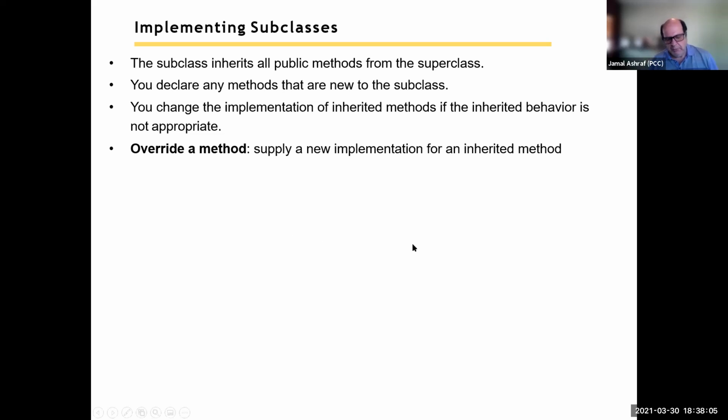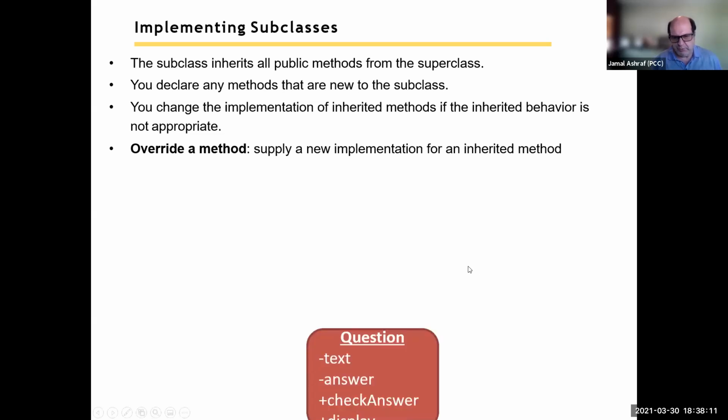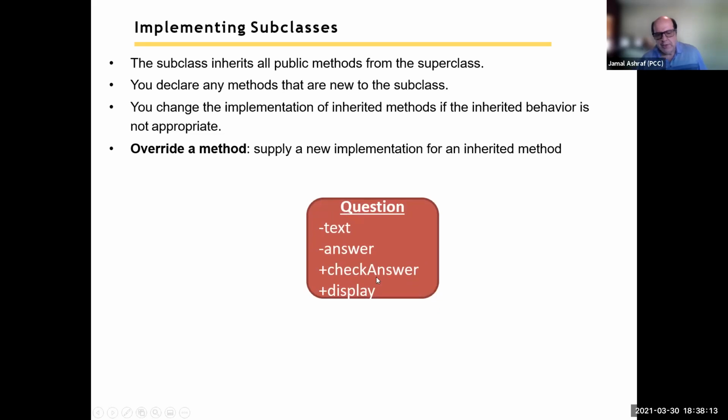So overriding means they're going to have the same exact signature. So why do I want to do that? This is what we had for the question. We had the text, answer, and then we have the methods. I'm putting my methods with the plus sign, and I'm putting my data or instance variables with a minus. So we have our data, text, and answer. We have our check answer and display.